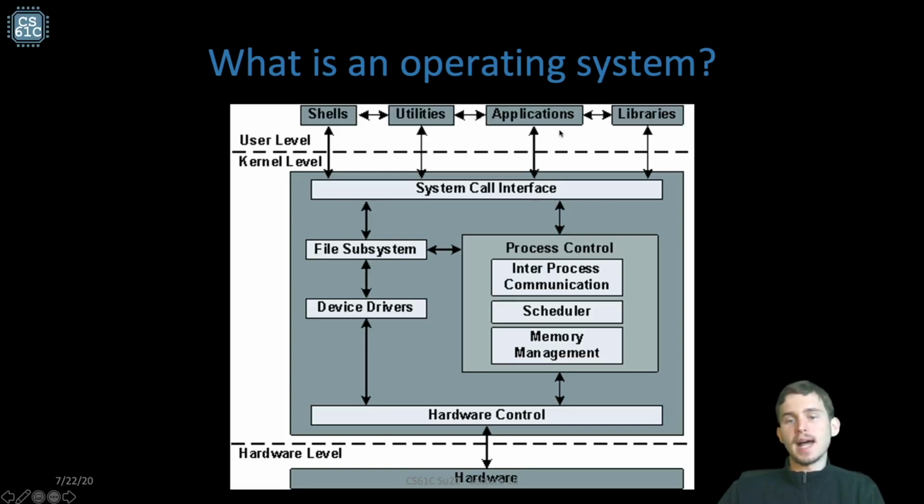The user should not be able to access that kind of stuff. This also allows an application to crash, but not kill the entire operating system, because the operating system is in a separate level, which essentially will allow it to take care of whatever the failure was of the application and allow it to continue to run.